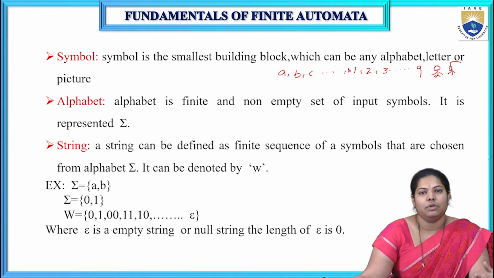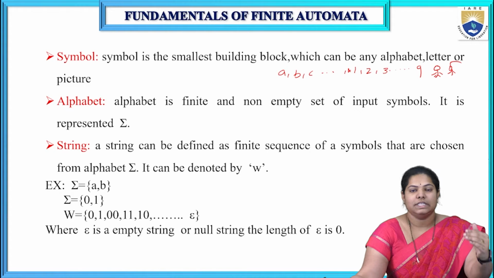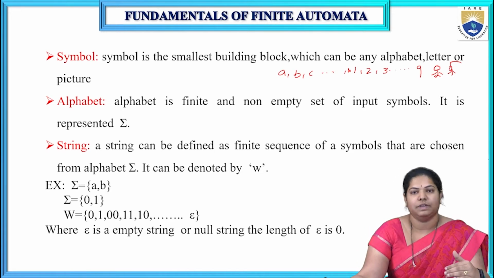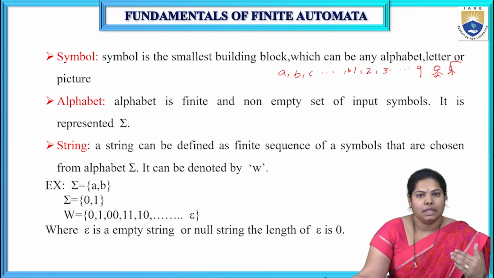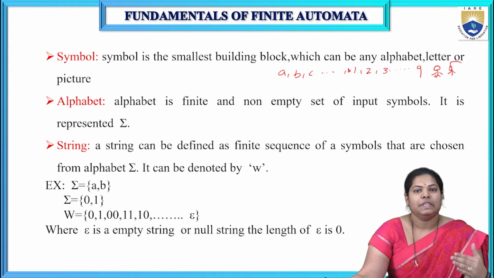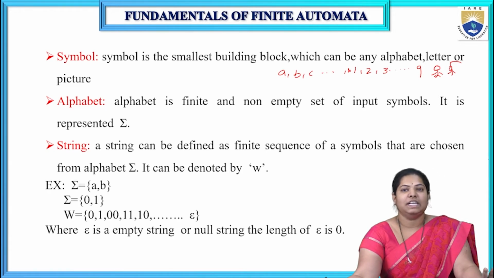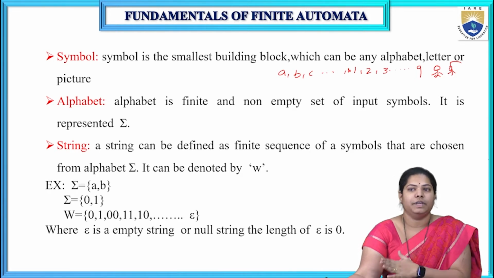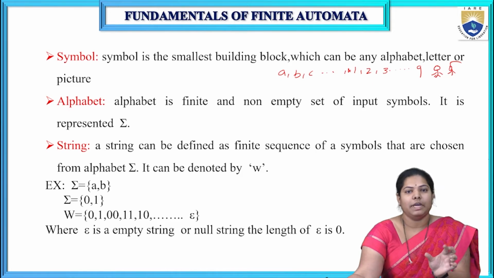The next building block is an alphabet. This is a continuous, step-by-step process of how symbol, alphabet and string are used. First we learn about the symbol, then the alphabet. Here, an alphabet is a finite and non-empty set of input symbols. That means if I combine two or more input symbols, then we call it an alphabet.